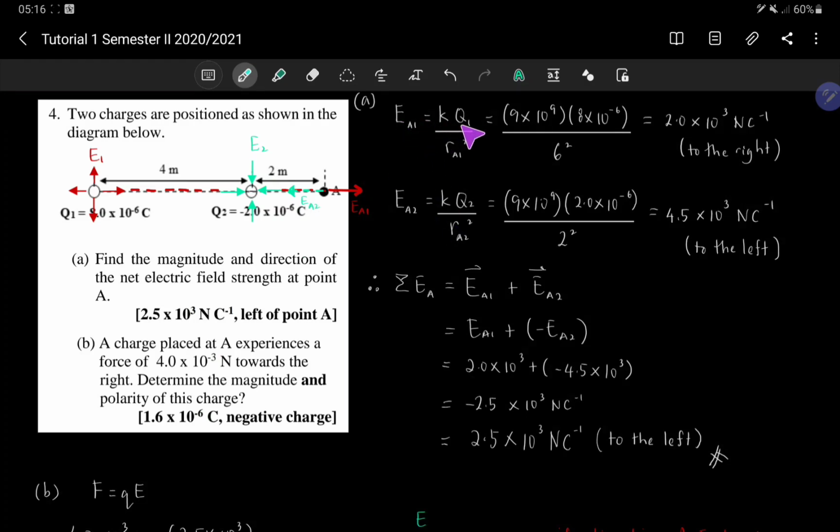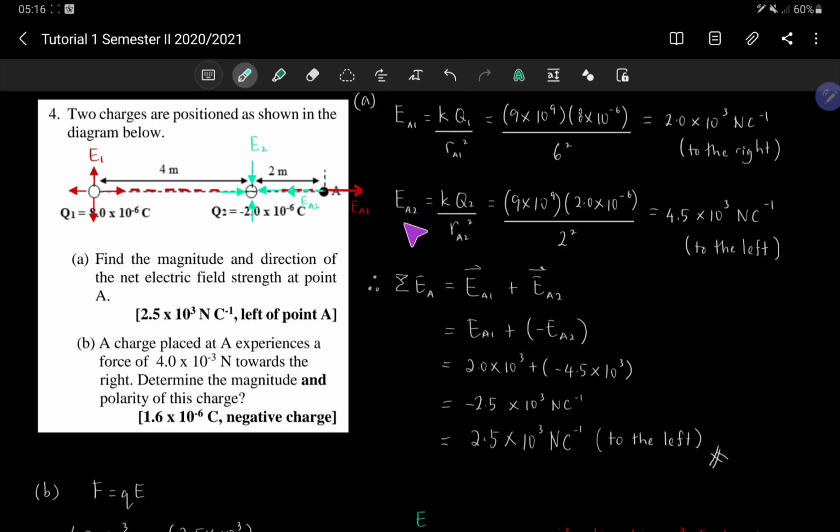EA1 equals KQ1 over RA1 squared. K is just a constant. Q1 is given already, which is 8 exponent negative 6. And RA1 is the separation between Q1 and A, which is 4 plus 2, which is 6. So you will get 2 exponent 3 Newton per Coulomb, which is directed to the right.